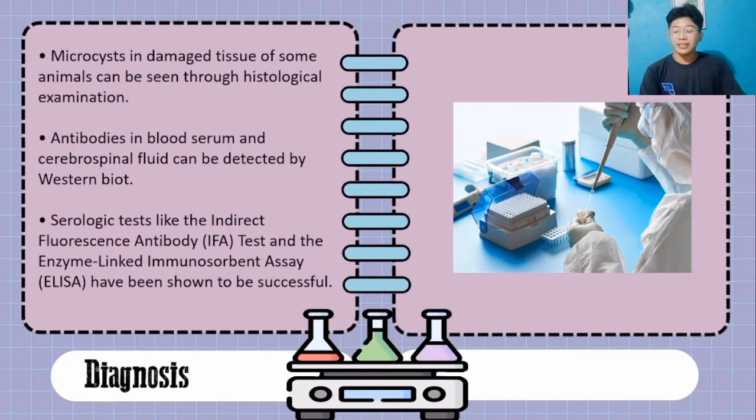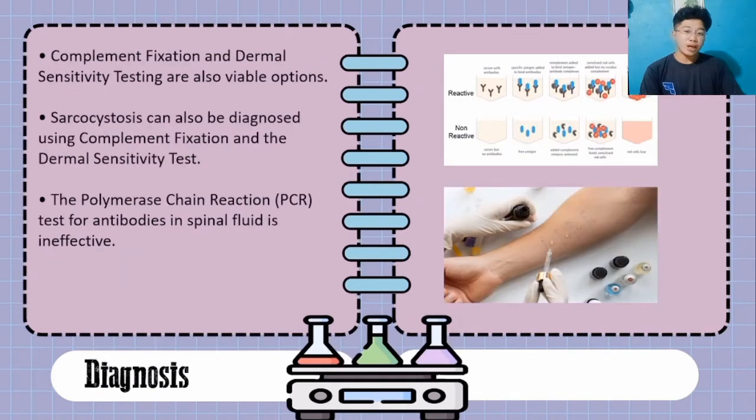Serologic tests like the indirect fluorescent antibody or IFA test and the enzyme-linked immunosorbent assay or ELISA have been shown to be successful. Complement fixation and dermal sensitivity tests are also viable options. The polymerase chain reaction or PCR test for antibodies in spinal fluid is ineffective.